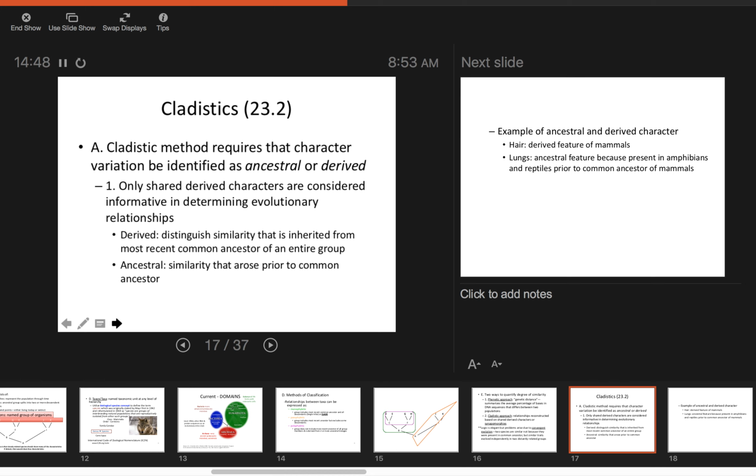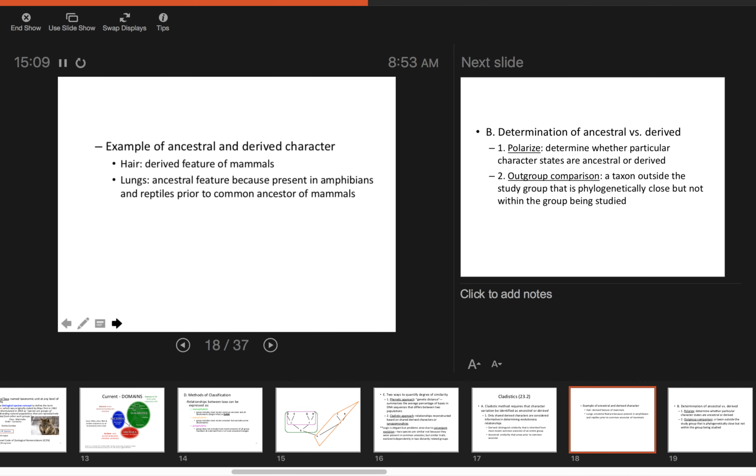What I mean by shared derived characters is that derived means it was inherited and it came from a recent common ancestor. Ancestral means similarity arose prior to the common ancestor. So you can identify characters as either ancestral or derived. An example: hair is a derived feature of mammals. Lungs is an ancestral feature because lungs can be found in amphibians and reptiles. Does that make sense?